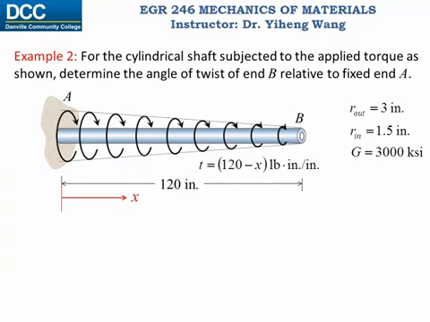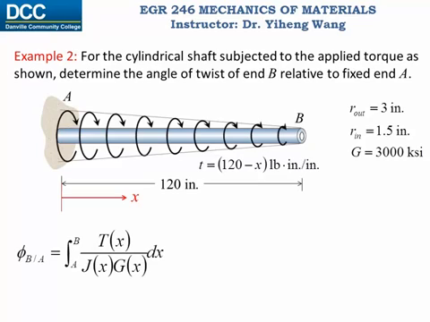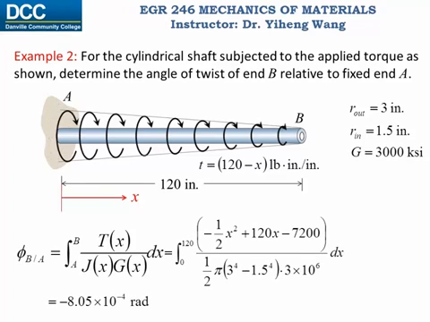For this problem, we have to use the general form of the angle of twist equation to determine the angle of twist of end B relative to end A. It's the integration from A to B of T, the internal torque as a function of position, over JG. Both J and G in this case are constants. Therefore, we substitute the numbers and do the integration and get negative 8.05 times 10 to the negative fourth power radian. And that's our answer.